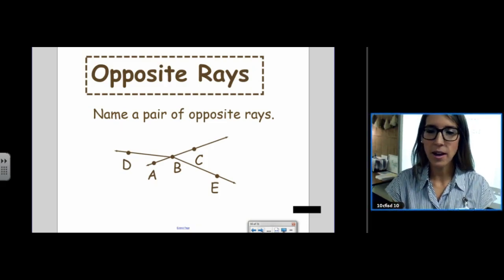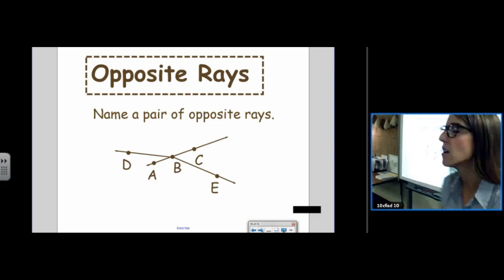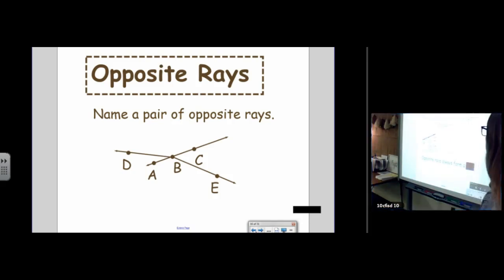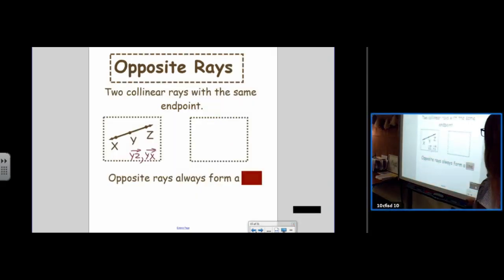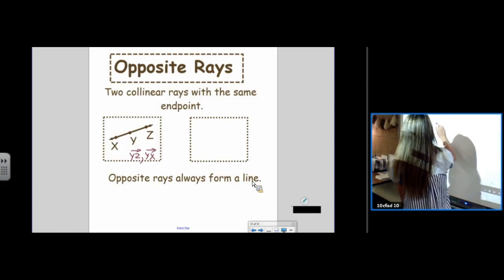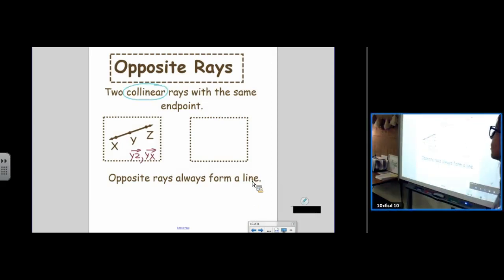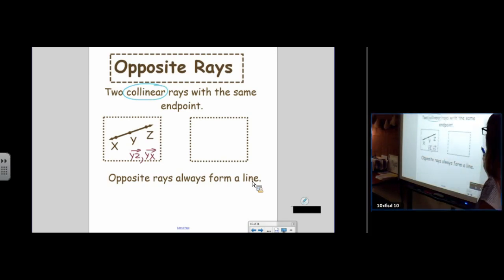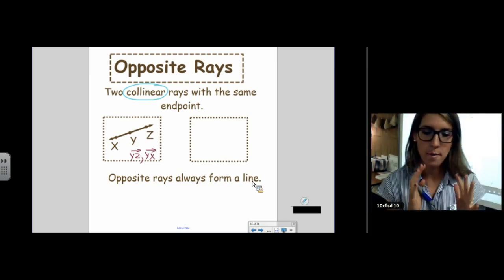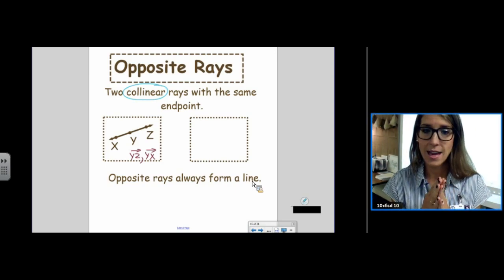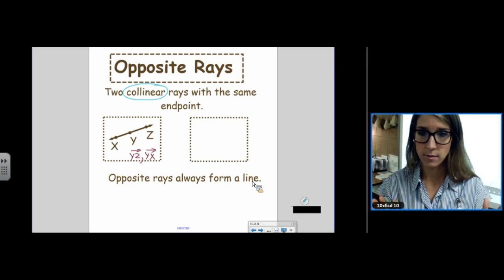Good answers. So I want to get rid of a misconception, okay? I want to make sure we understand. Opposite rays form a line. Opposite rays, we haven't gone over this word yet, but opposite rays are collinear. They're on the same line. So remember, opposite rays, they go in opposite directions.